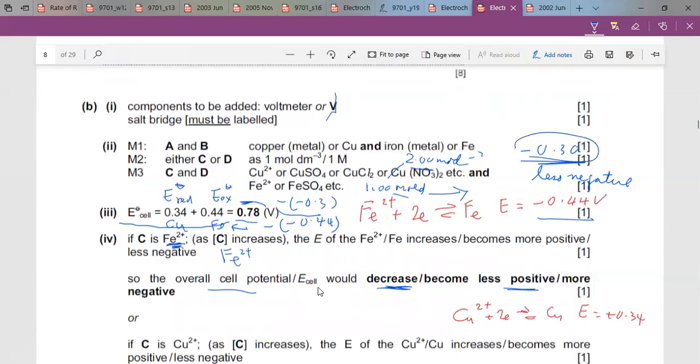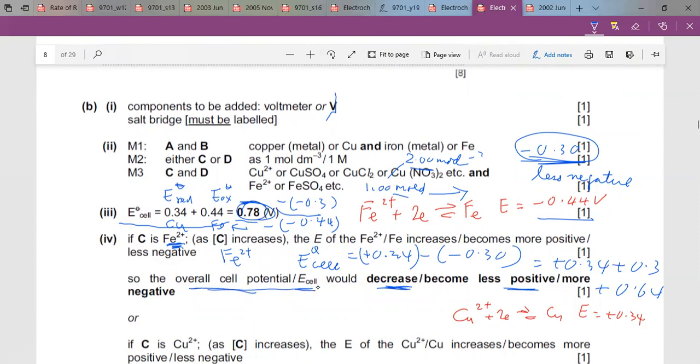So now the E cell becomes the same: 0.34 minus minus 0.30. So it is plus 0.34 plus 0.3 becomes plus 0.64. That is less than this one here. Overall cell potential, the EMF, would decrease, become less positive.